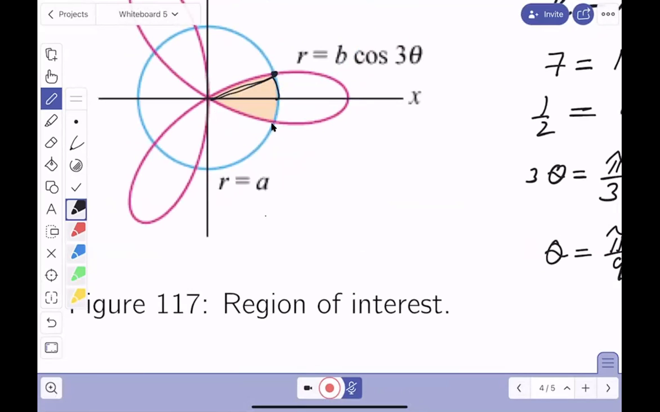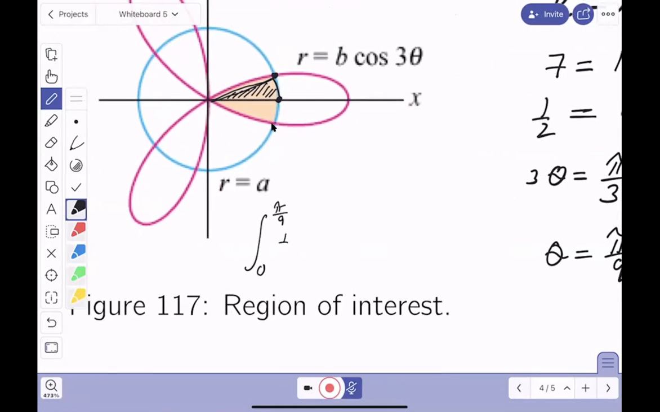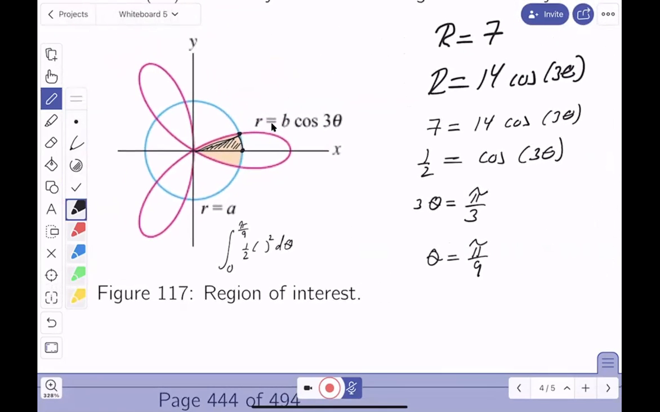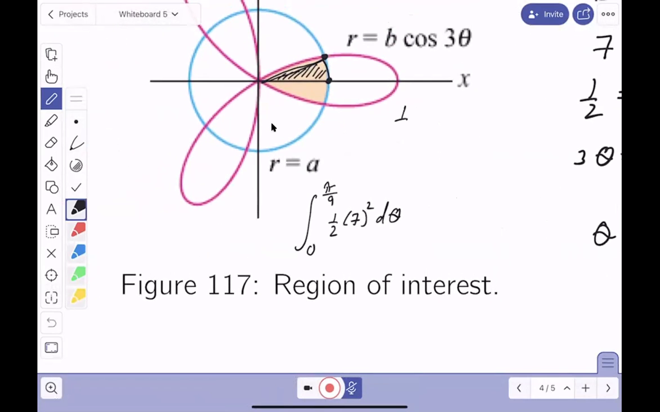So I'm going to write my integral down for that. What's it going to be? 0, starting here. I know it's only half of it, by the way. I'll talk about the other half later. 0 to pi over 9, right? I did that before. 1/2 r squared d theta. Now, oh, it's 7. Put that over there. By the way, we're only doing half of the picture. Let me do the next one.